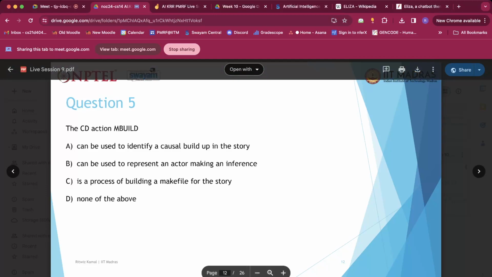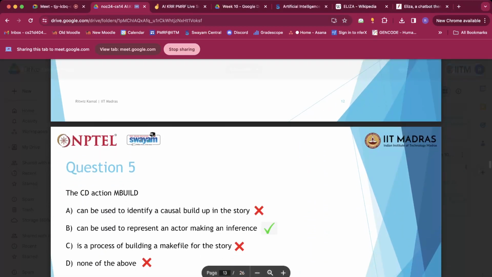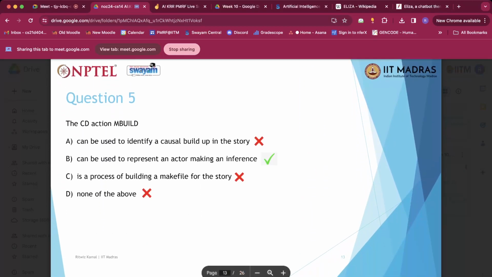Option C doesn't make sense. It is not the process of building a make file for the story. This option itself doesn't make sense, and obviously the last option is also incorrect. So the only correct option in this case is option B.